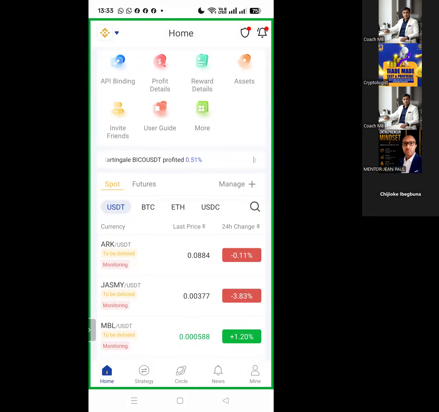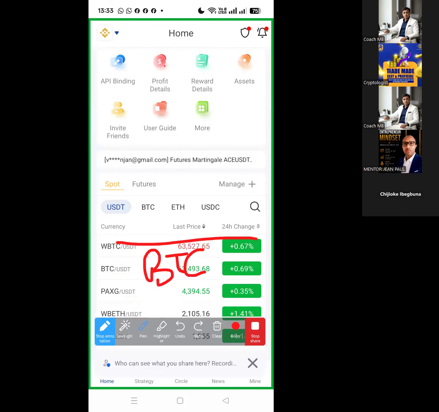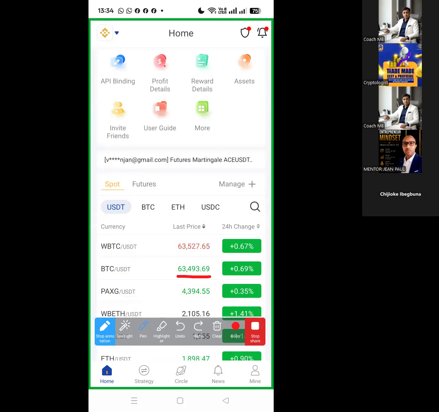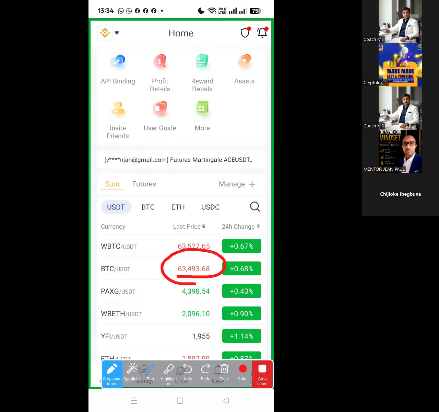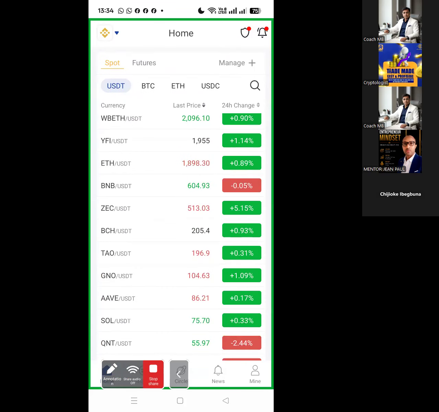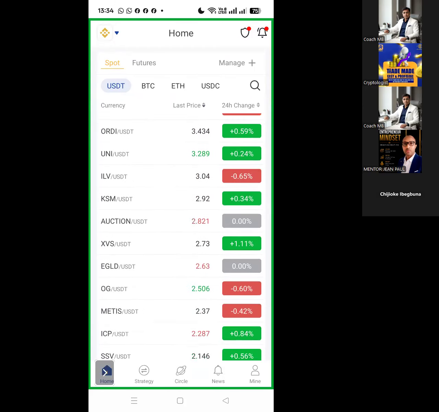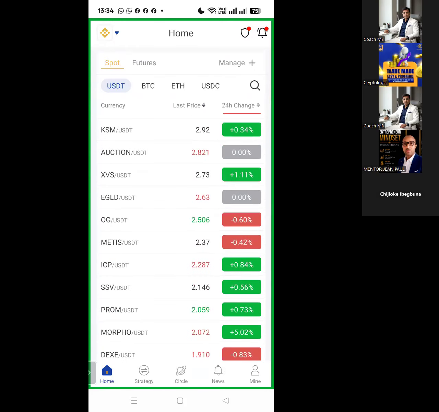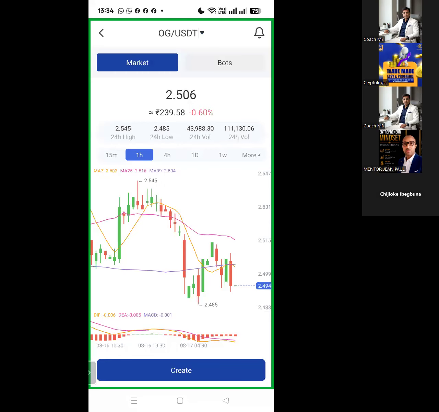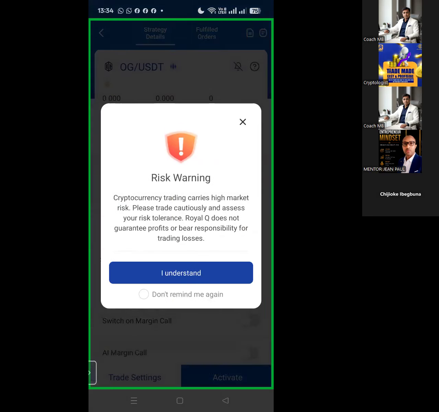So it will be sent to me because I want to win this contest, right? So this is the current price of BTC. You can see here 63,493, right? So suppose you want to buy BTC right now at this price. What can you do? Let me open some other coin. Let me open some new coin now. So let's open OG. OG is a very good name of a coin. We all want to become OG.